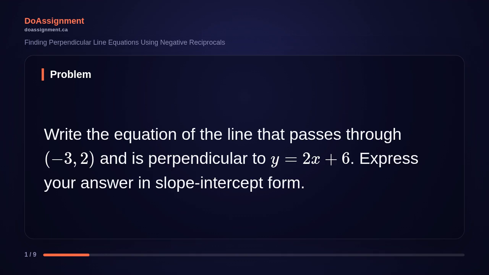Here is the problem. Write the equation of the line that passes through the point -3, 2 and is perpendicular to y equals 2x plus 6. Express your answer in slope-intercept form. Now let us work through the solution step by step.